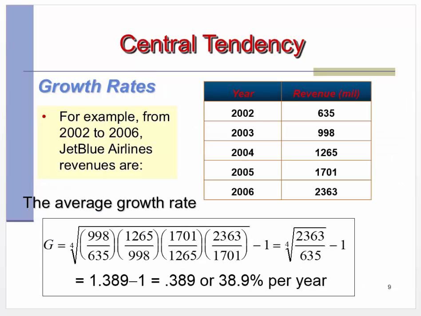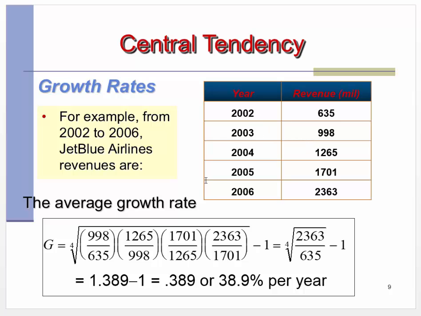Let's take a look at an example here. From 2002 to 2006, JetBlue Airlines had revenue numbers like this. In 2002, they made about $635 million. 2003, $998 million. 2004, $1.2 billion. Then 1.7 billion, 2.3 billion. Now, you can calculate the year-to-year growth rate. What will be the average growth rate over the next 4 years, from the base year of 2002?